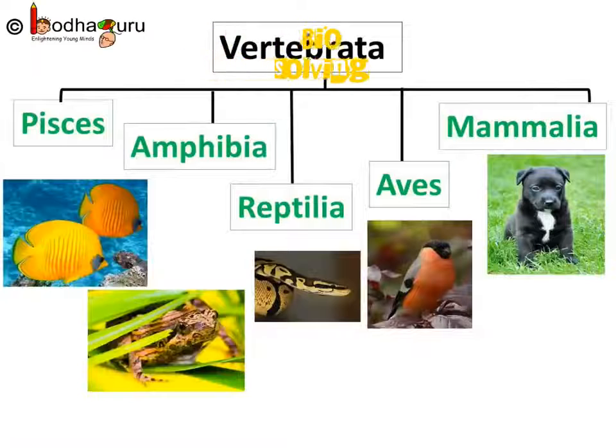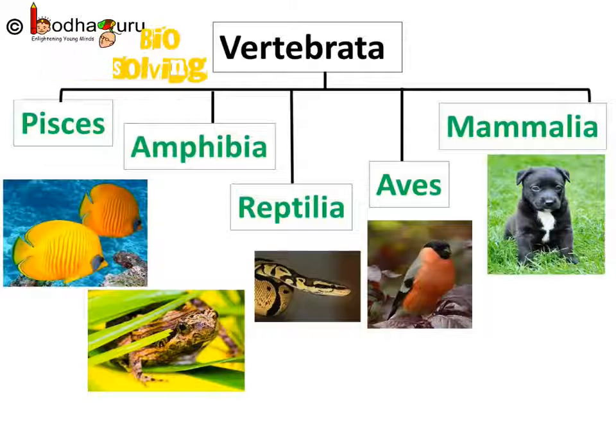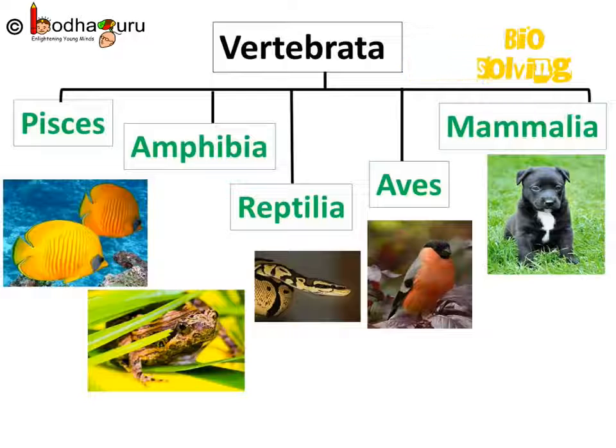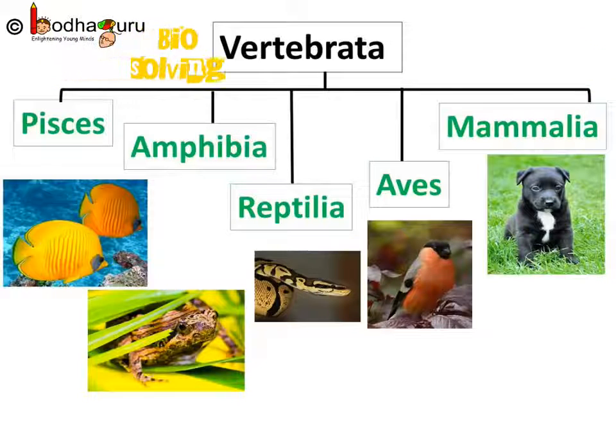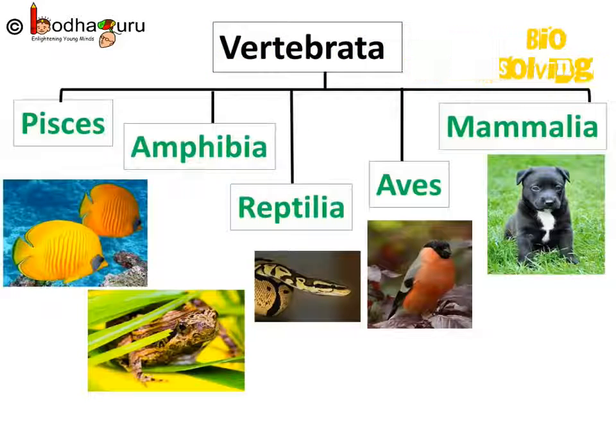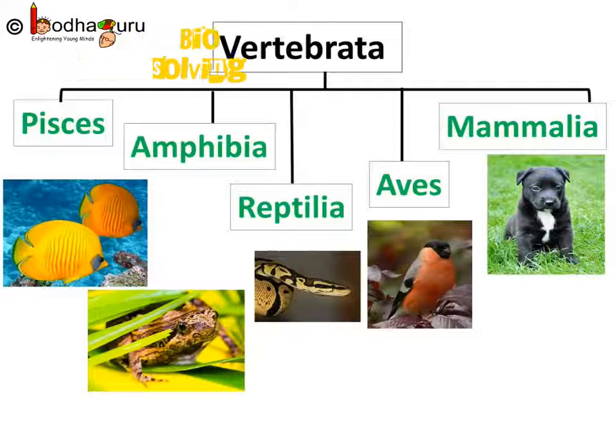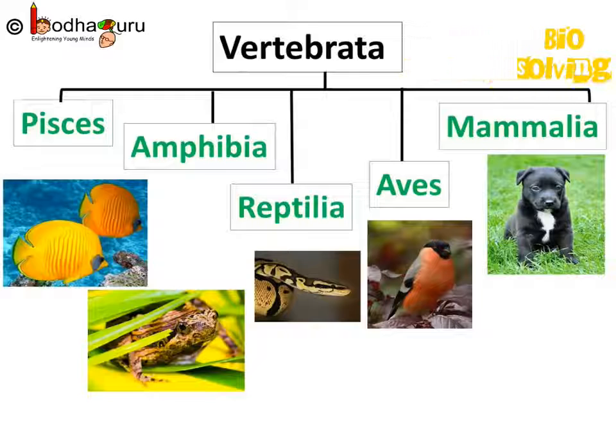Now, vertebrates are the most advanced animals in the nature, and they are divided into 5 classes. Pisces, all fishes belong to this class. Amphibians, as we know, can live both on land and in water like frog. Reptilia, these are cold-blooded animals having scales on their body and lay eggs. Aves, meaning class of birds.